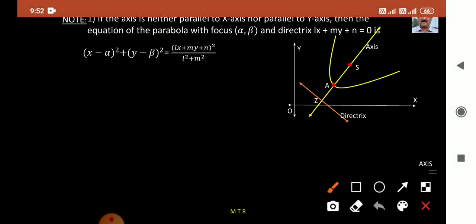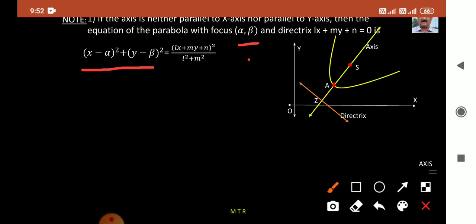This is nothing but, if you observe, SP square. For a parabola, SP by PM is equal to 1, so SP is equal to PM. SP square means the distance between S and P. Suppose P is (x, y), focus S is (alpha, beta). So SP square is (x minus alpha) whole square plus (y minus beta) whole square, which is equal to PM square.